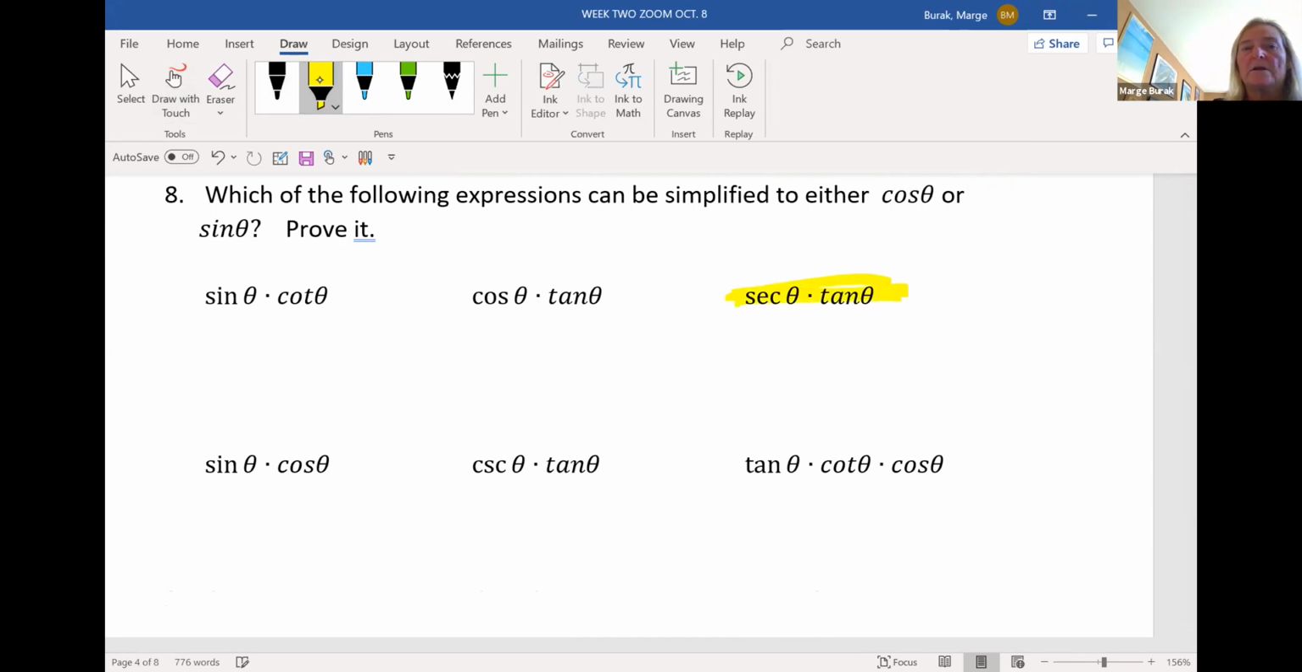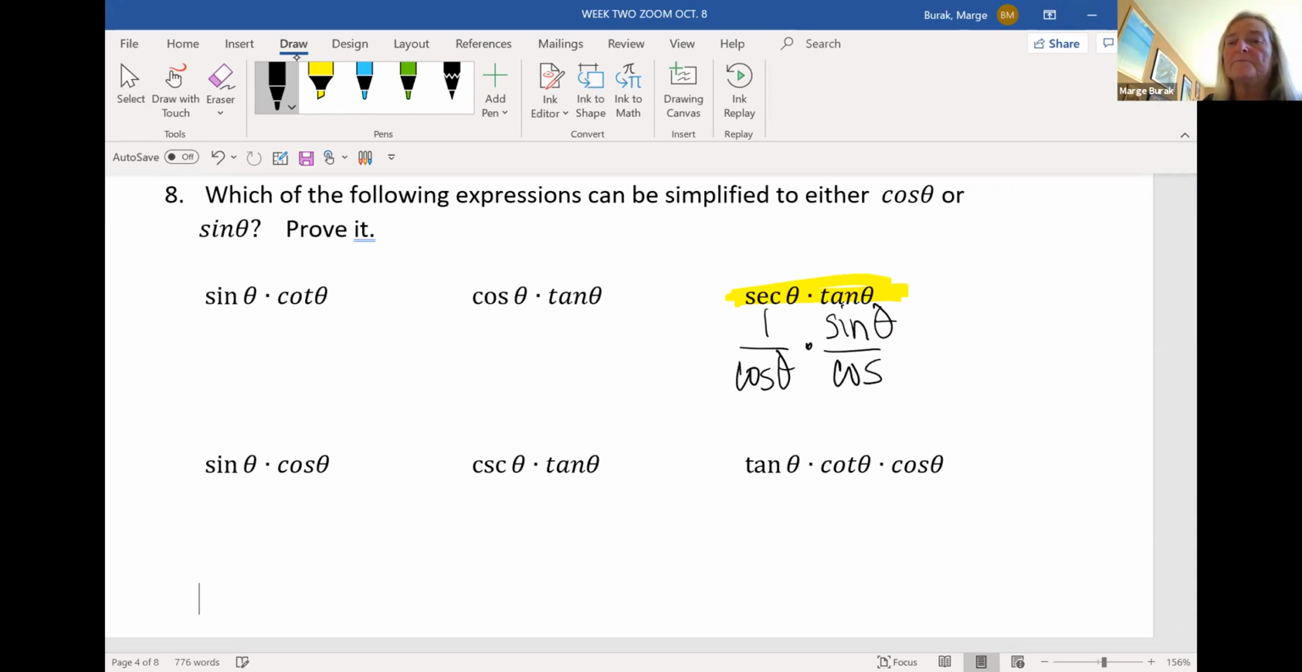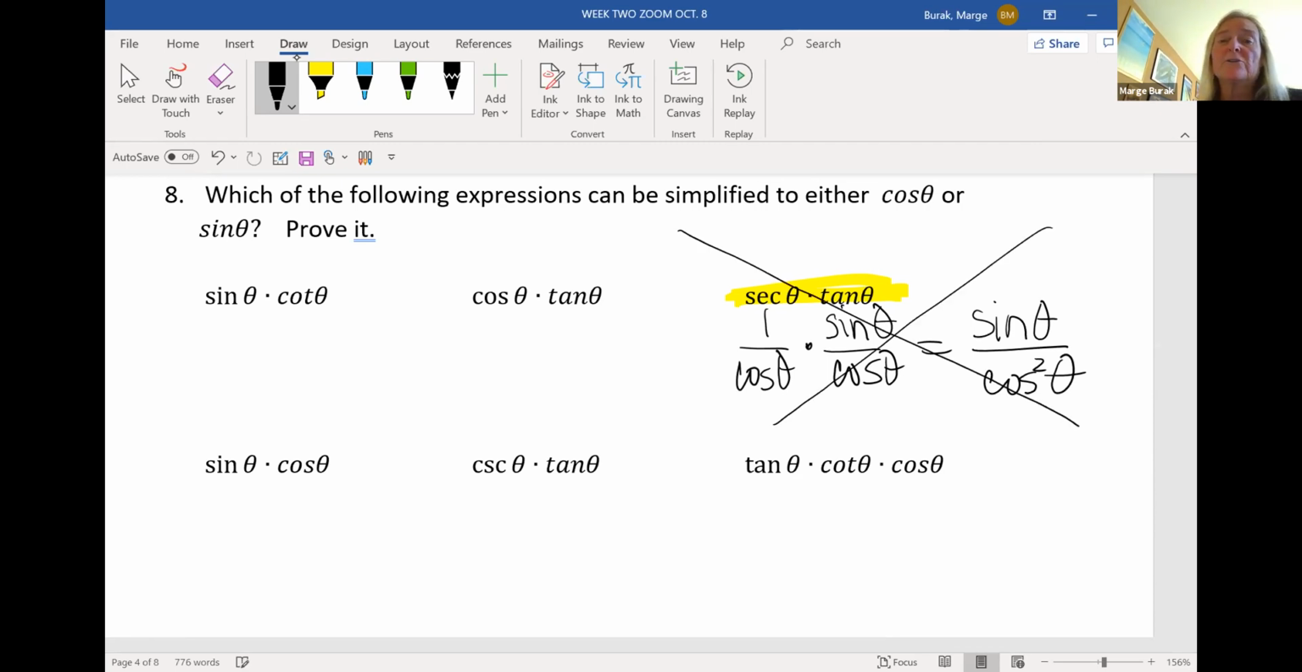Secant tan. Okay, so to simplify it to cosine or sine, I have to change these to equivalent expressions. So secant is the same as 1 over cosine of theta, and tangent is the same as sine over cosine. All I get is sine over cosine squared, and that is not simplified to sine or cosine, so that one's out.